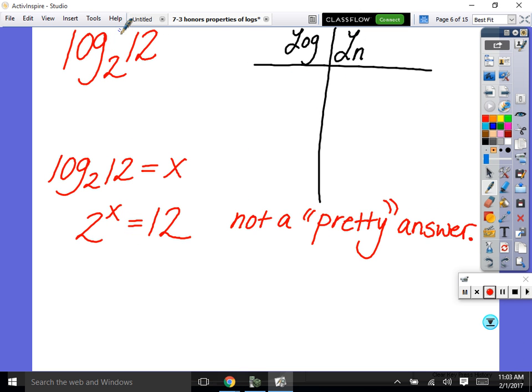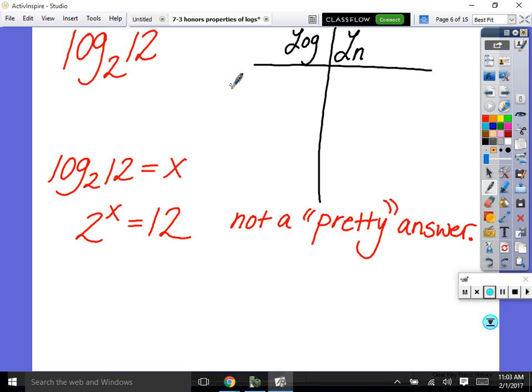So, log base 2 of 12. I showed you, I did try first to rewrite it as an exponential, but then there's no easy answer here, because it's not 2 to the first, it's not 2 squared, it's not 2 to the third. It's got to be a decimal then, so it's not a pretty answer. So that's when we'll just solve it using the change of base formula. In fact, now that I know the change of base formula, I use that most of the time.